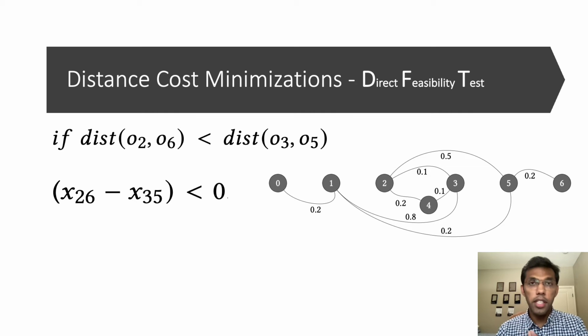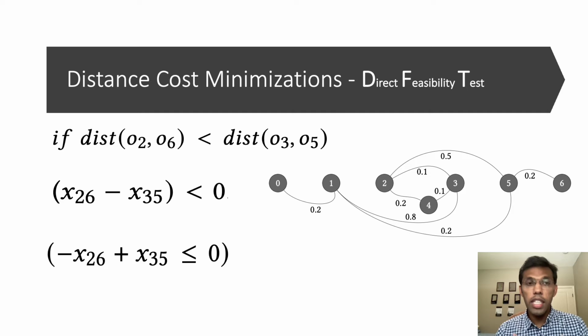But most importantly, we turn it around in order to see if there is no feasible region for the other particular constraint that you have. If you do not have a feasible region, then you can successfully say that the distance between O2 and O6 is not going to be less than the distance between O3 and O5, thus eliminating the requirement for a distance computation.